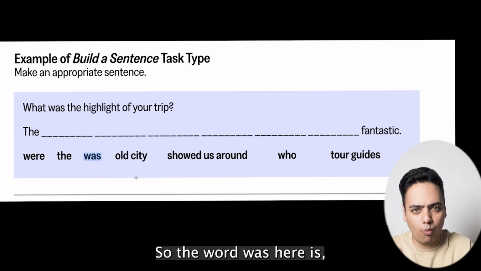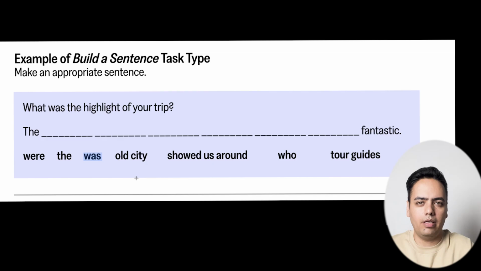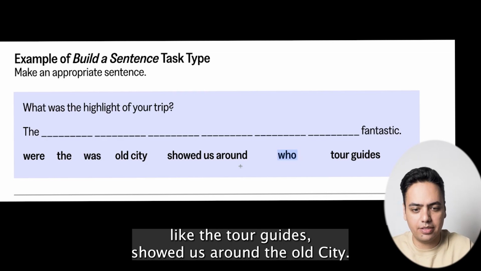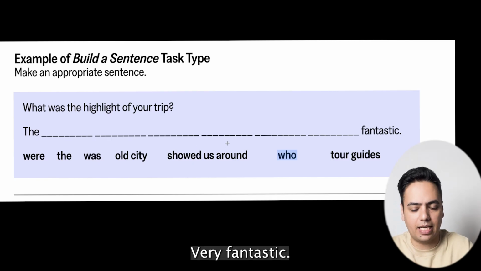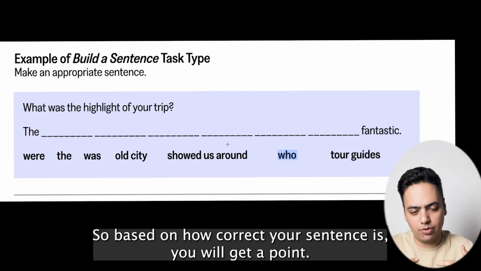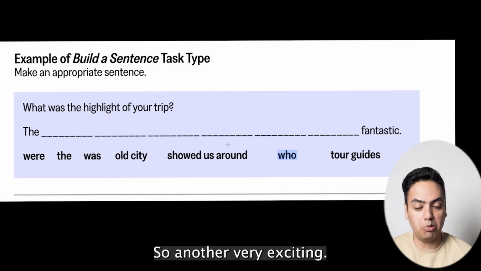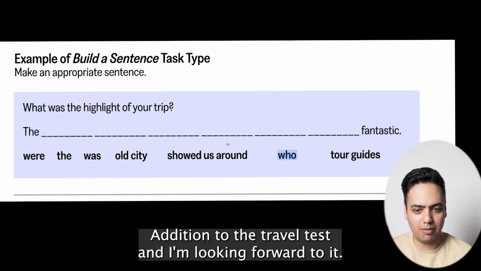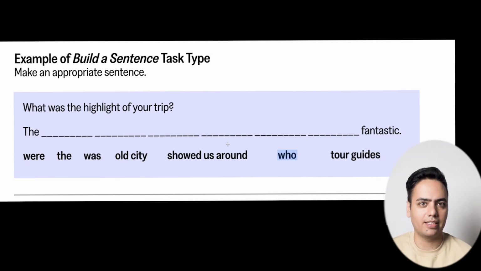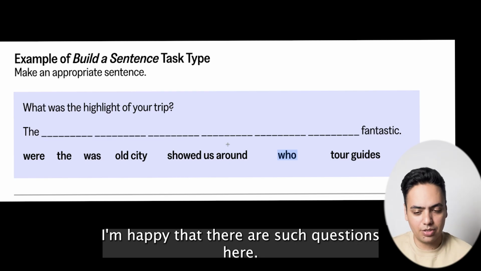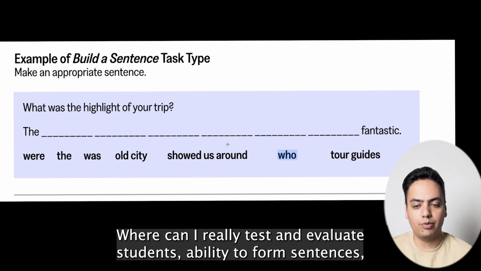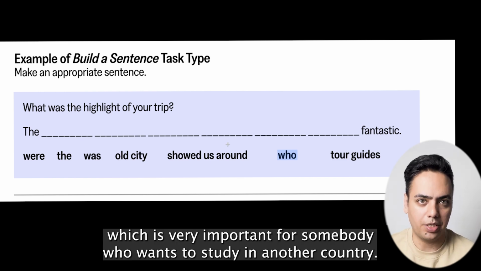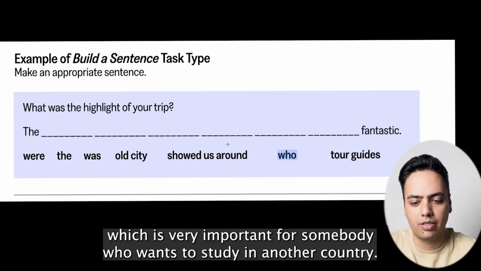So the word "was" here is extra. Some people may miss, for example, "who," like the tour guides showed us around the old city were fantastic. So based on how correct your sentence is, you will get a point. So another very exciting addition to the TOEFL test, and I'm really excited. I'm happy that there are such questions where we can really test and evaluate students' ability to form sentences, which is very important for somebody who wants to study in another country.